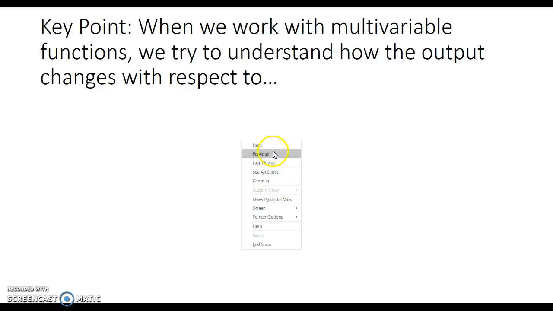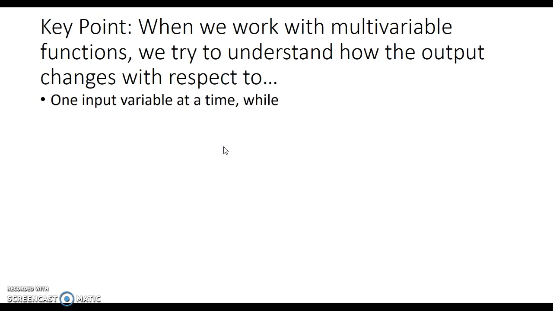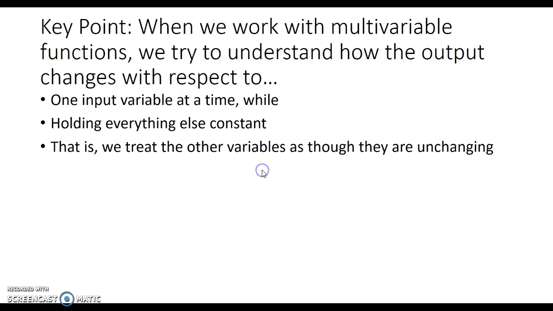So the key thing we should get out of this video is that we want to understand how the output changes with respect to one variable at a time while holding everything else constant. We've done it quite literally. We've plugged in numbers for all of the other variables and made those things constant. That is, we treat the other variables as though they are unchanging. Now, do they change in reality? Of course they do, but we just want to understand how one thing varies with respect to another. So in the next videos, we'll start to analyze how we begin thinking about this in a more formal way without having to plug in numbers every single time.